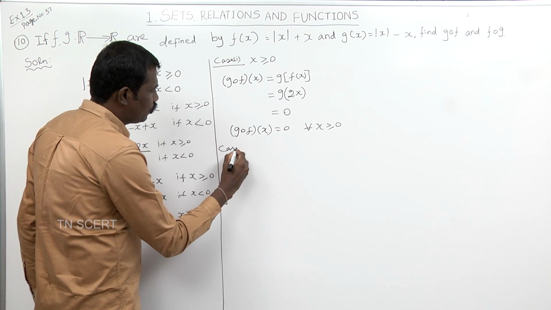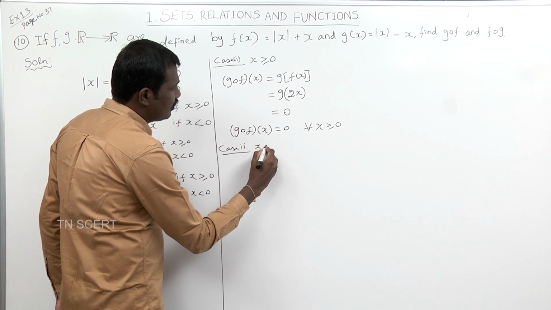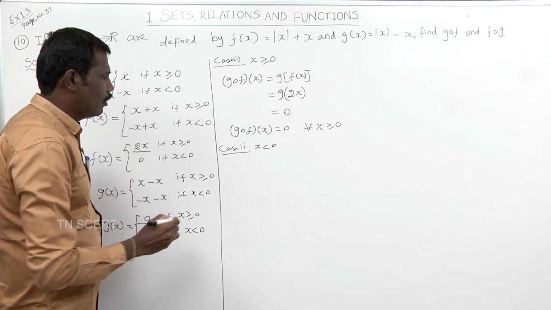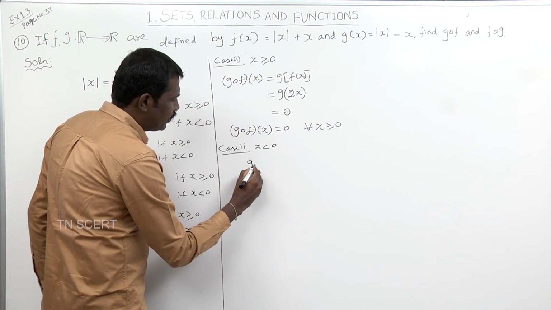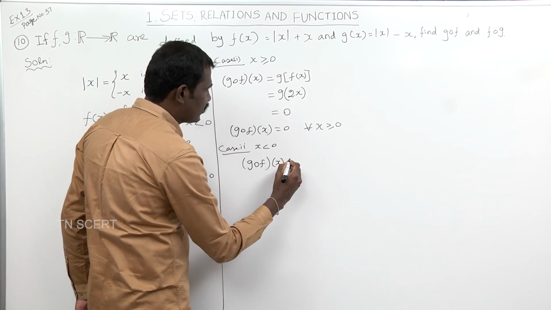Now, case 2, when x is less than 0. Now, let us find the value of g composite f. Take any arbitrary element x.